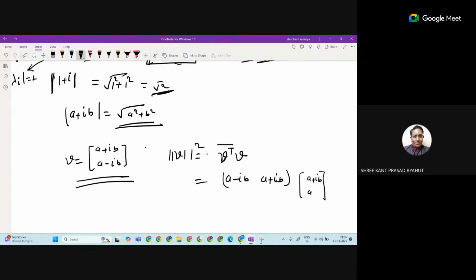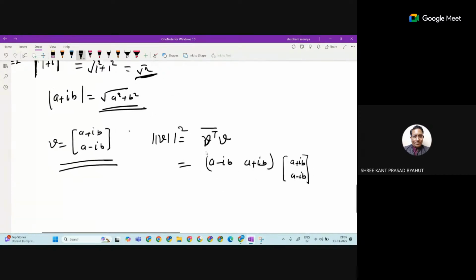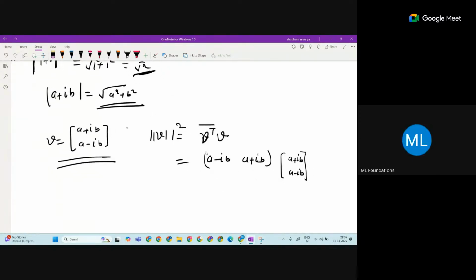We have to take V transpose V, that is V star V. We have to write V star V. Then what we will get is called the norm, it is just the norm for this vector. Here, for a complex number, it is called the absolute value, but here it is the norm.